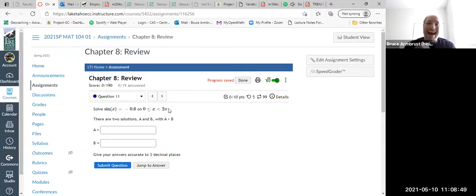Okay, but that is not between 0 and 2 pi, right? That's a negative number. But what I do know is that that is in quadrant number 4. I know that the angle that we just got, the negative 0.6435, that's in quadrant number 4. And the reason I know that is because of the restriction on inverse sine.